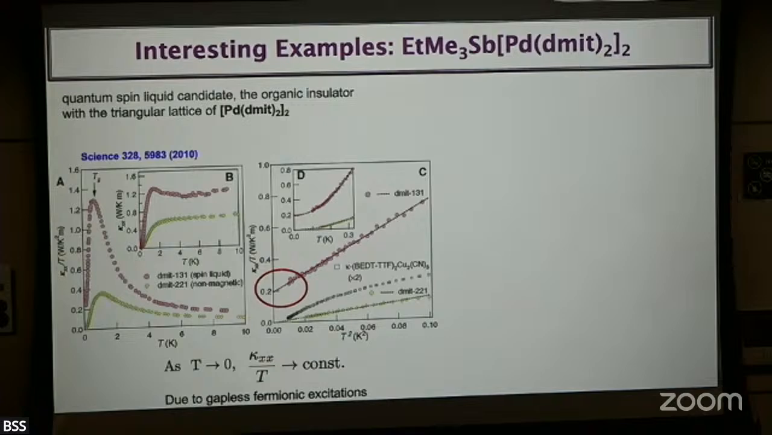So that is interpreted as due to gapless fermionic excitations. So this must be because of the frustration of the DMIT. And then DMIT 131, that's actually the spin liquid, that's the pink. And then the non-magnetic analog actually goes to 0. So based on this data, this is claimed as a quantum spin liquid in an organic triangular magnet.